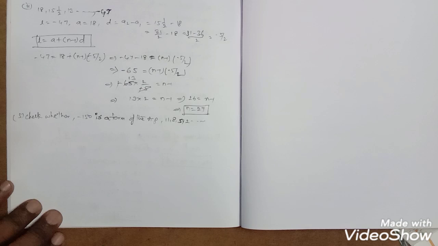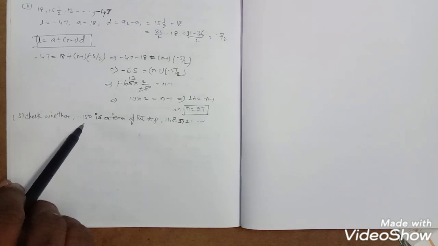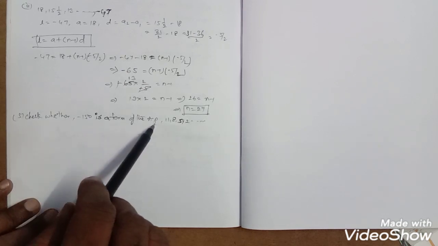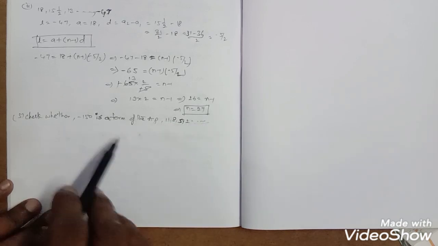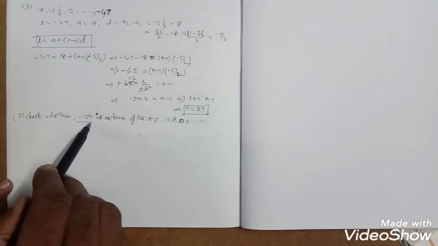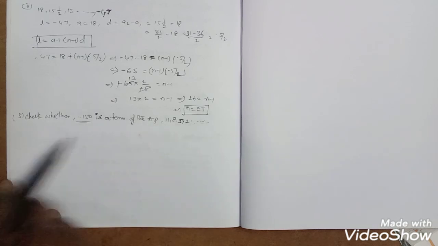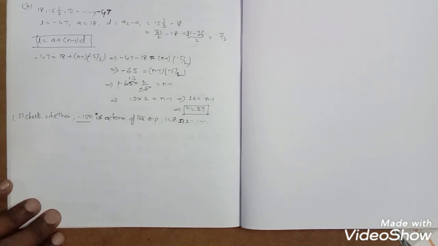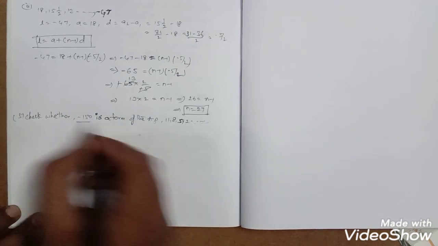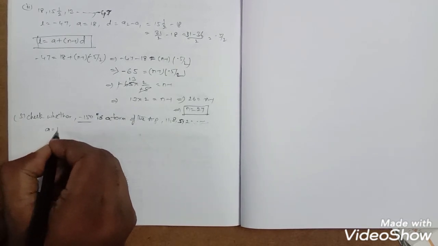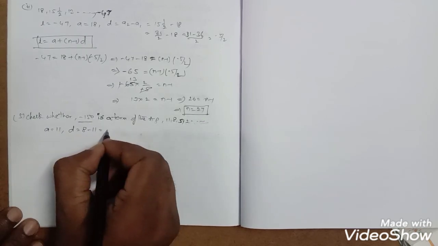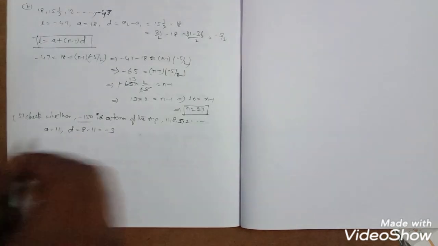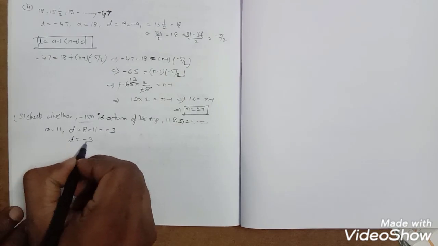Okay, now your next question is: check whether minus 150 is a term of the arithmetic progression 11, 8, 5, 2 and so on. Right, it means you have to identify whether minus 150 is a term or not. Now how to identify that? For that, write down what is given. A is equal to 11 they have given, and d is nothing but 8 minus 11, so you will get minus 3. So d is equal to minus 3.